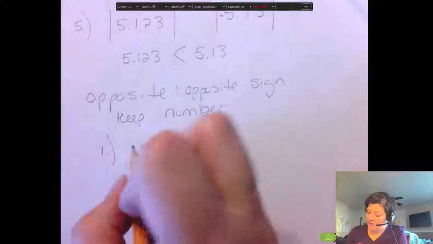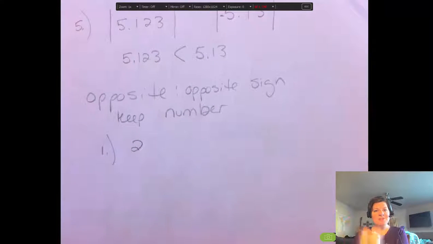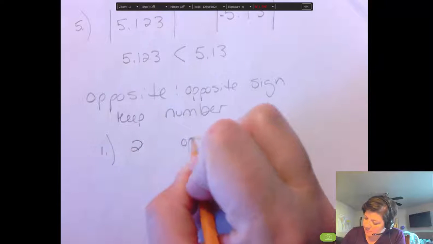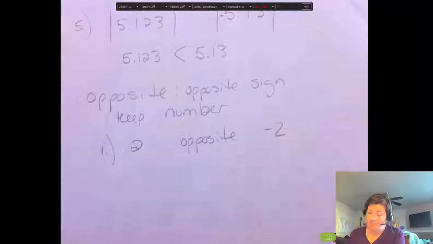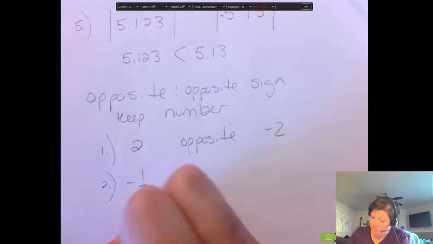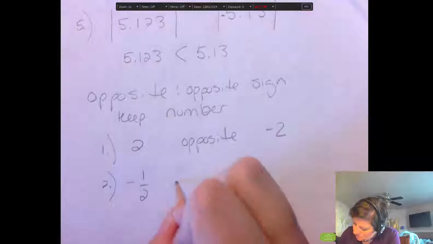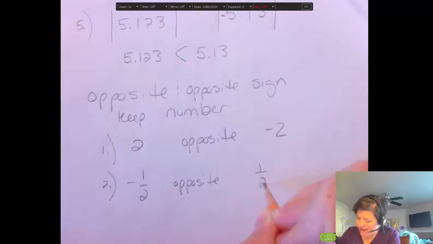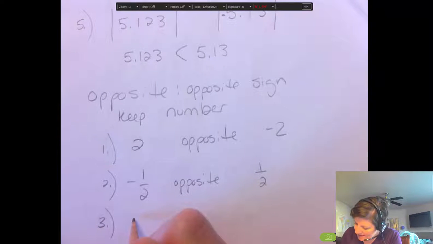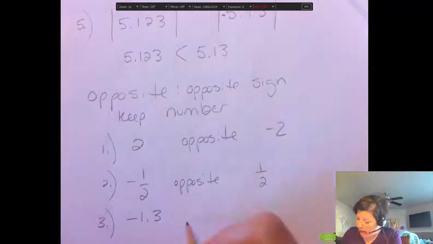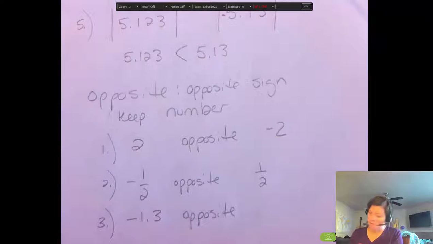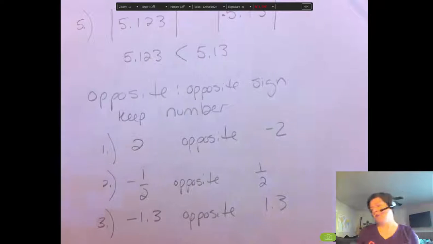Okay, what if I have 2? What is the opposite of 2? We're not talking absolute value. They're totally different. The opposite is negative 2. All right, so what if I have negative 1/2? What is the opposite of negative 1/2? It is positive 1/2. It works this way for decimals. If I have negative 1.3, what is the opposite? Well, the opposite is positive 1.3. So negatives and positives are just the opposite sign of each other, but they have nothing to do with absolute value. I'm still going to get papers from you that have that wrong.